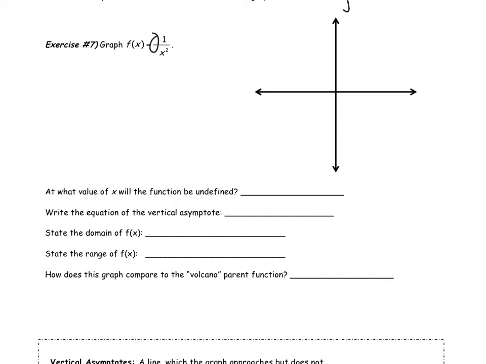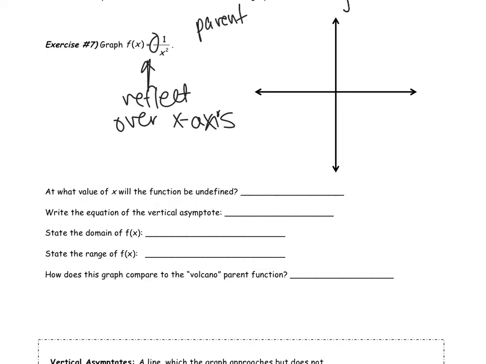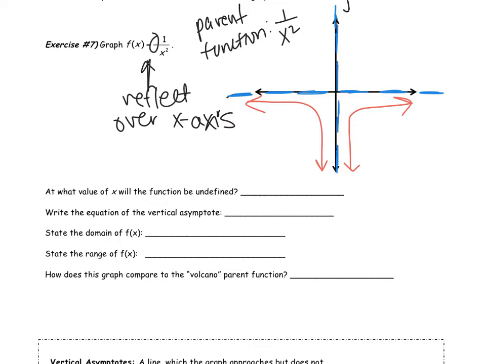If you recall from previous units, if I have a negative out front, that means we are reflecting this over the x-axis, and we are doing that with respect to the parent function. So from exercise 6, the parent function was that volcano graph, which was 1 over x squared. So that was that parent function. All right, so we're just going to reflect that over the x-axis. So I'm going to draw that in here really quick. All right, so that is our reflected volcano graph.